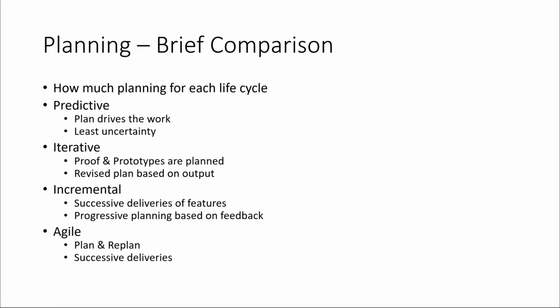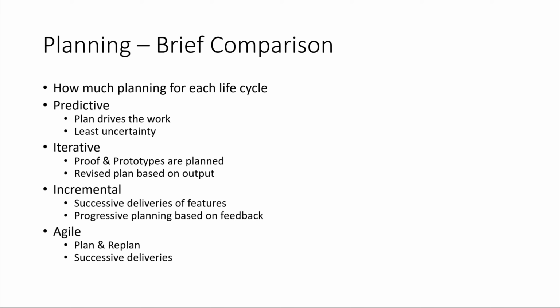Planning is always there. A key thing to remember about life cycles is that each of them shares the element of planning. What differentiates a life cycle is not whether planning is done, but rather how much planning is done and when. At the predictive end of the continuum, the plan drives the work. As much planning as possible is performed upfront. Requirements are identified in as much detail as possible. The team estimates when they can deliver which deliverables and performs comprehensive procurement activities.